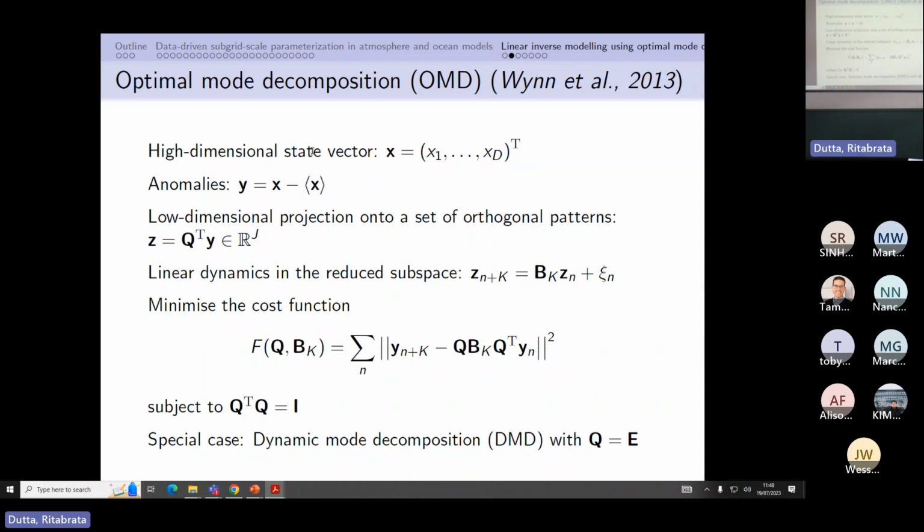Subject to orthogonality. And a special case where we keep the Q patterns fixed as the PC patterns, so from a PCA analysis, just the EOFs or principal components, that's called dynamic mode decomposition. That's very popular in recent years. That's a special case. And the optimal mode decomposition then improves on this by optimizing the patterns.